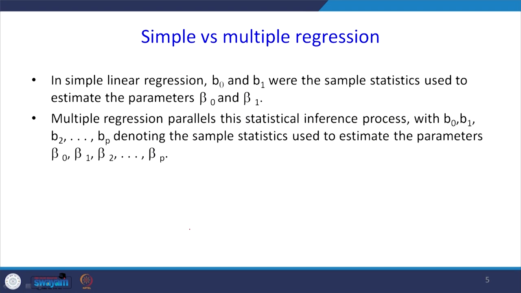So what is simple versus multiple regression? In simple linear regression, b0, b1 are the sample statistics used to estimate the parameters beta 0 and beta 1. In multiple regression, the statistical inference process is parallel, with b0, b1, b2 and bp denoting the sample statistics used to estimate the parameters beta 0, beta 1, beta 2 and beta p. The meaning is that with the help of sample statistics b0, b1, b2, we are going to predict the population parameters beta 0, beta 1 and beta 2. In simple regression there was only b0 and b1, one independent variable. In multiple regression, there is more than one independent variable; that is the only difference.